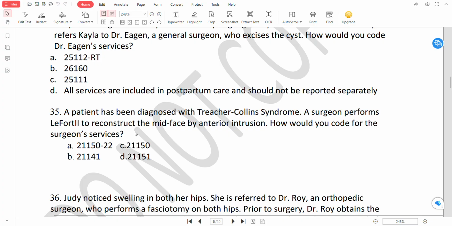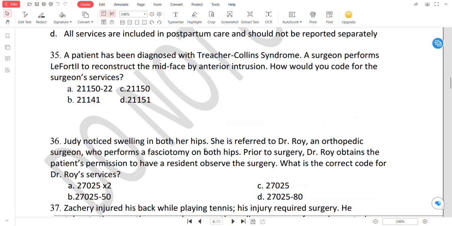Read the question carefully and answer all the questions. 35. A patient has been diagnosed with Treacher-Collins syndrome. A surgeon performs Le Fort to reconstruct the midface by anterior intrusion. How would you code for the surgeon's services?